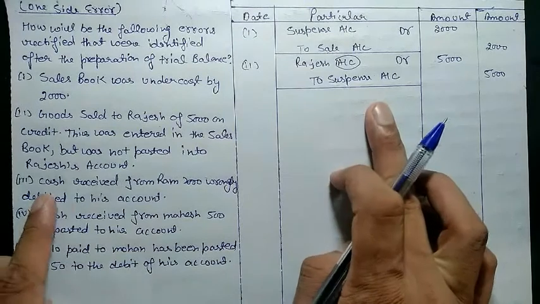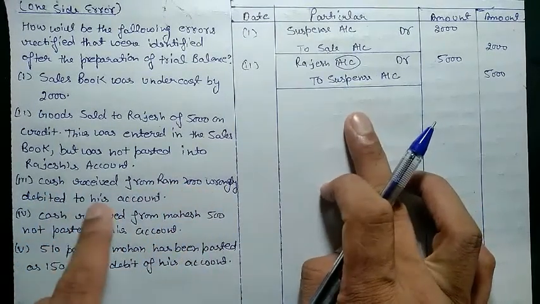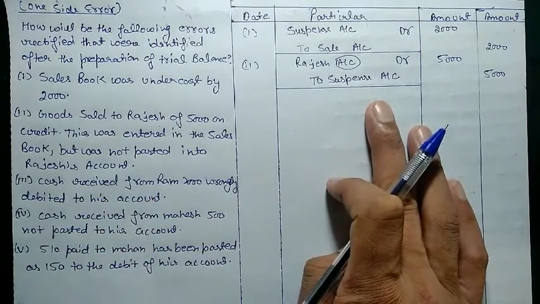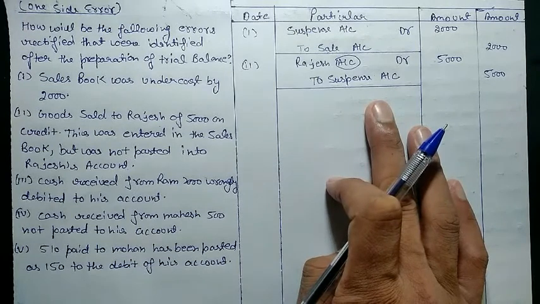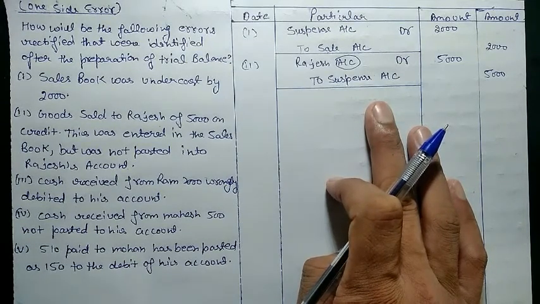Our next entry: cash received from Ram 2000 wrongly debited to his account. What happened when we received cash from Ram? The entry is cash account debit to Ram, because we are receiving cash, so we will debit cash and credit Ram. But what we did, instead of crediting Ram, we debited Ram by 2000.